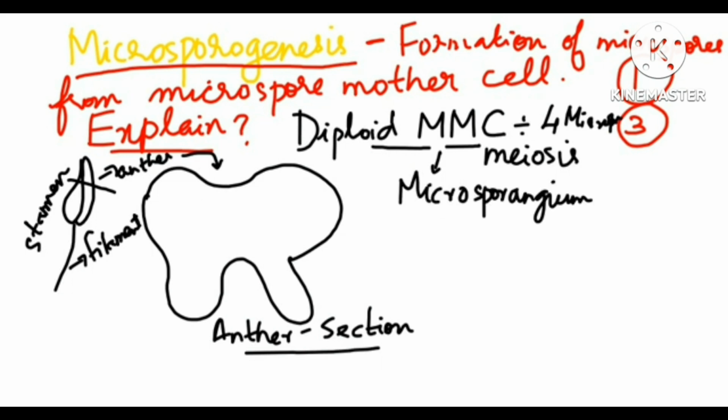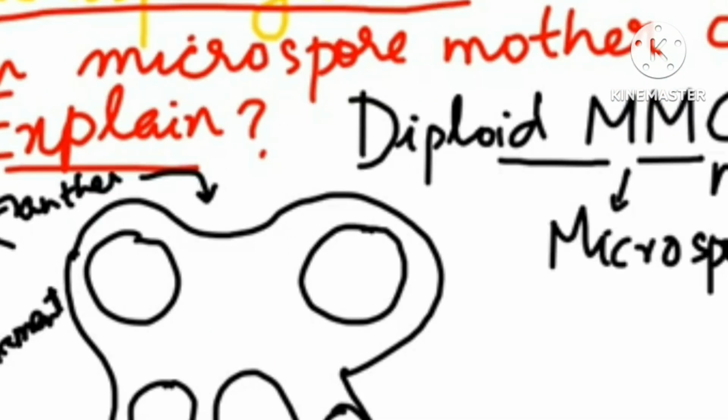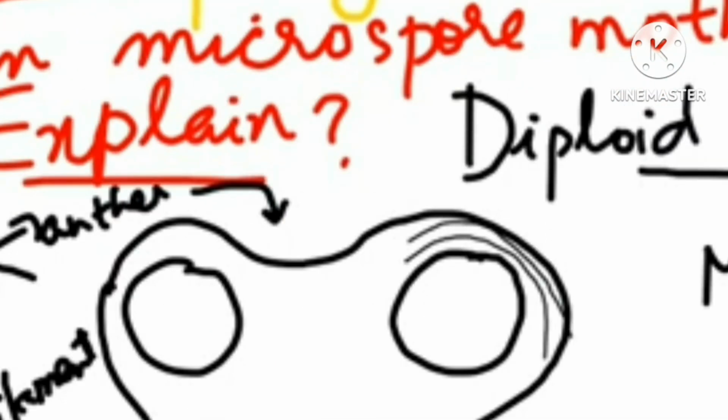How many microsporangia are there in one anther? This is a bilobed anther. Yes, 4 are there, 1 in each corner. This is one microsporangium, the second, the third, and this is the fourth one. There are 4 walls surrounding these microsporangia for protection. The wall layer called tapetum will give nourishment to the developing pollen grain.